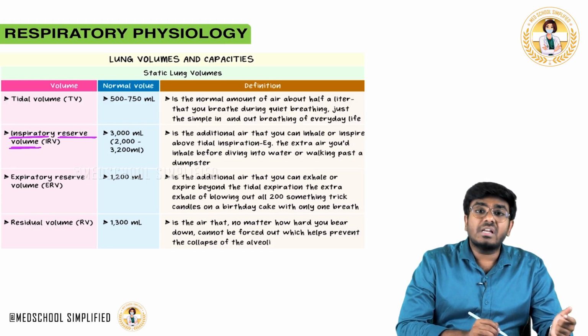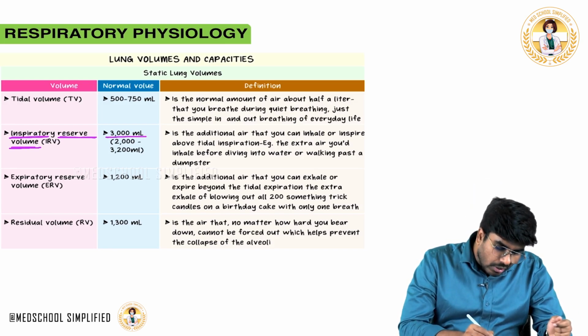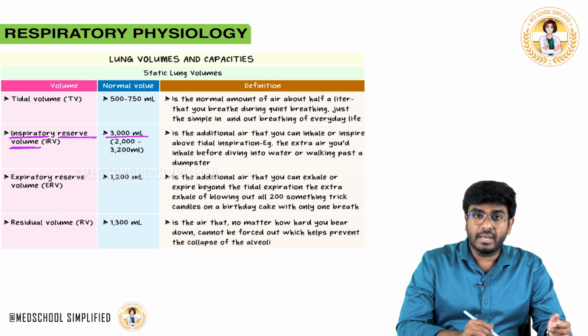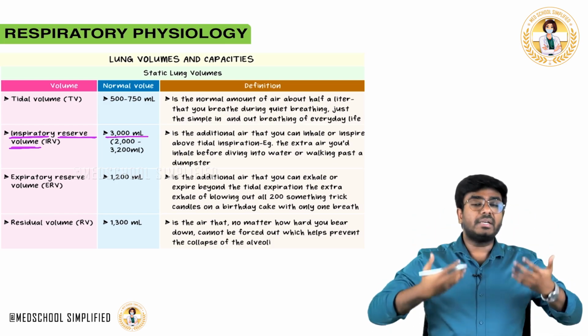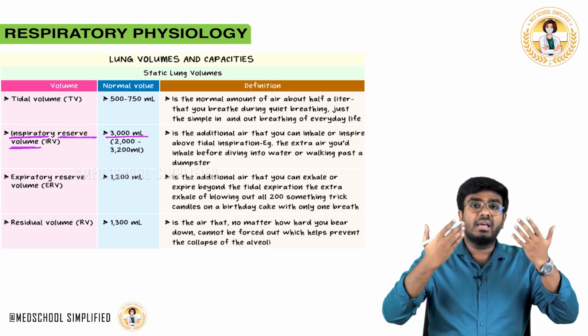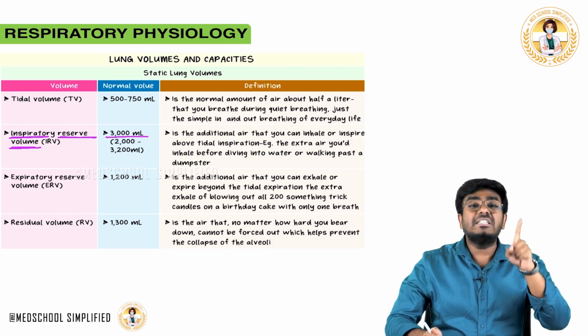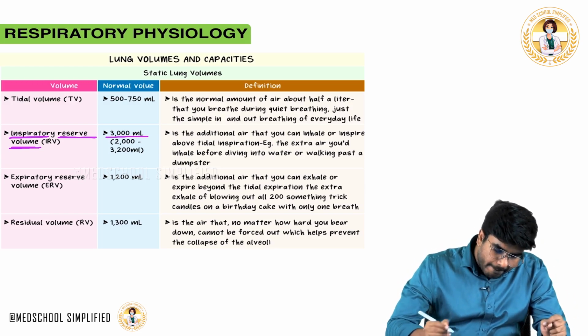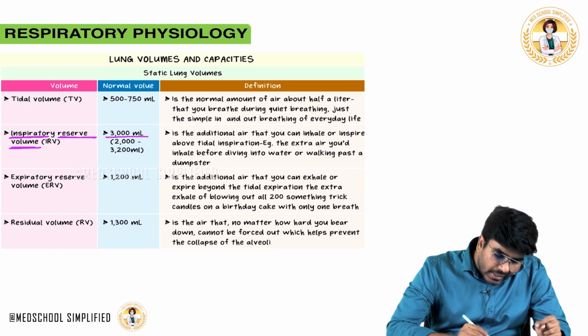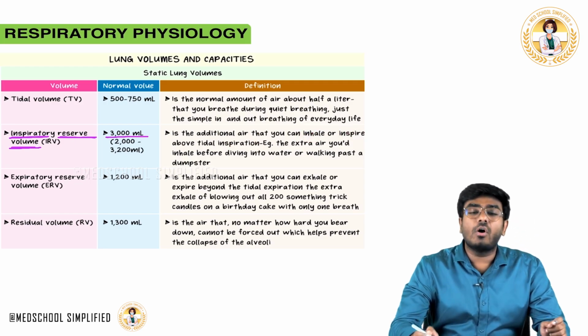I can take an extra of almost 3000 ml. Apart from tidal volume, I have a capability to take extra air. So this extra air which has gone into my lungs is called the inspiratory reserve volume. Now, please look at the definition of inspiratory reserve volume. Inspiratory reserve volume is the additional air that you can inhale or inspire above the tidal volume.